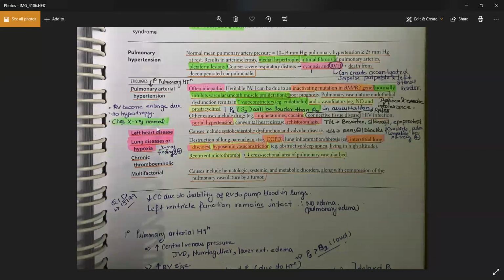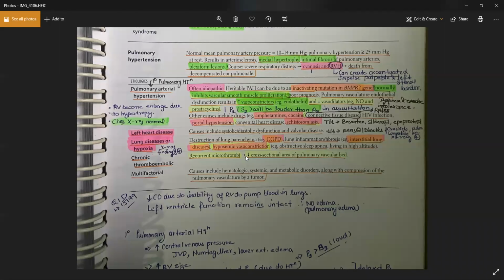Now, the second one is left-sided heart failure. If you have left-sided heart failure, all this pressure and fluid will backflow into the lungs, and ultimately you will end up having pulmonary hypertension because of that. If you have no air in the alveoli, hypoxic pulmonary vasoconstriction will happen, and that can again lead to pulmonary hypertension. That can happen because of COPD, because of lung fibrosis, for example interstitial lung disease, and because of hypoxic vasoconstriction that includes obstructive sleep apnea or living at a higher altitude. So these patients will again have pulmonary hypertension, right?